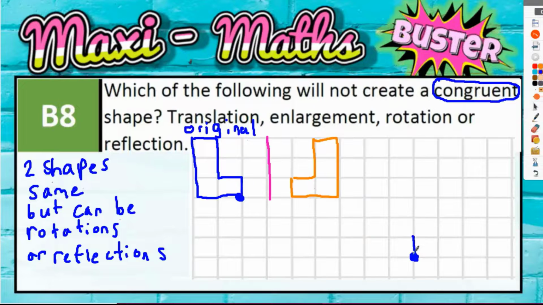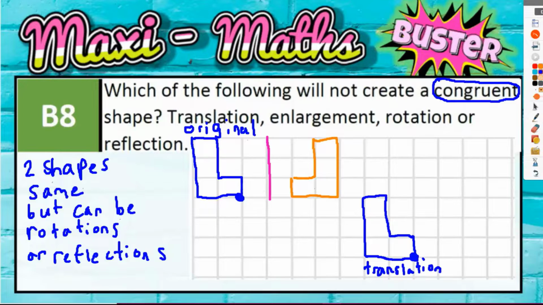And then we would redraw exactly the same shape, like so. So this one here is a translation. I'll just put translation underneath so that we remember. And as you can see, that is also exactly the same shape.